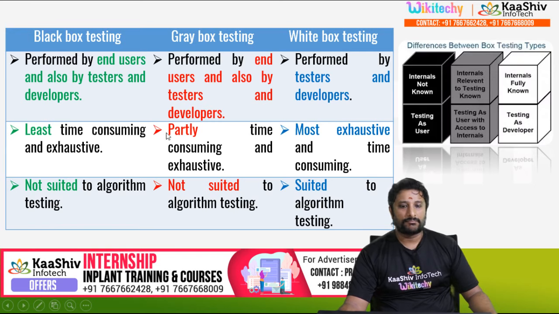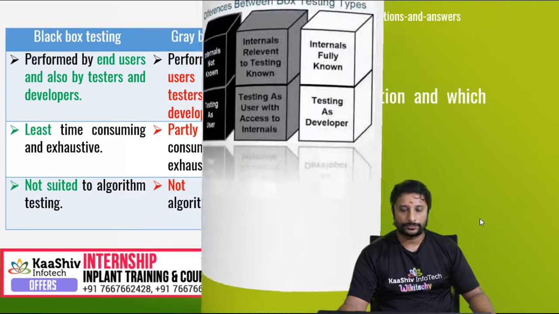Black box takes the least time, grey box partly time, and white box is the most exhaustive. Black box is not suited to algorithm testing, grey box is not suited, and white box is suited for algorithm testing. And here is the picture.